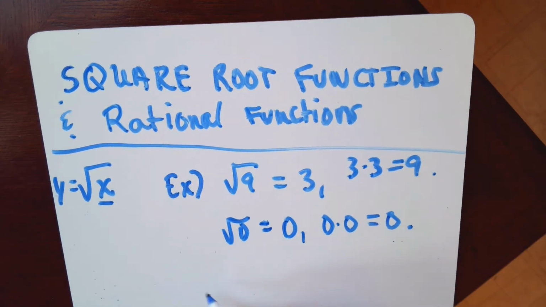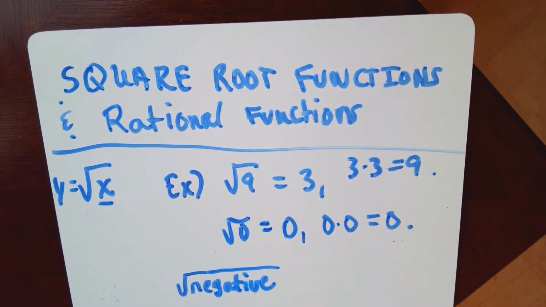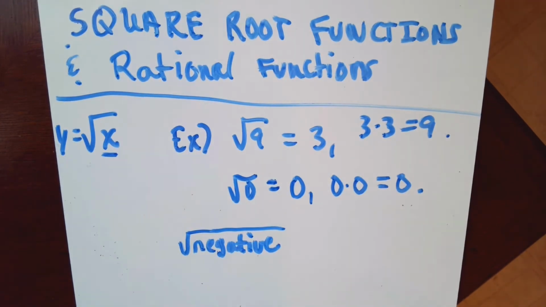But now let's try to think about what the square root of a negative number would be. So let's say we have the square root of a negative. It doesn't matter what the number is. It's just a negative number. It's a particular fixed negative number. We're going to try to take the square root of it. It turns out this is not possible. Let's try to think about why.